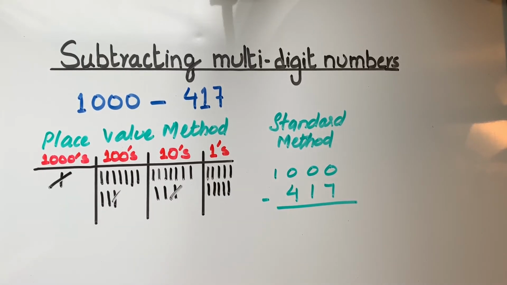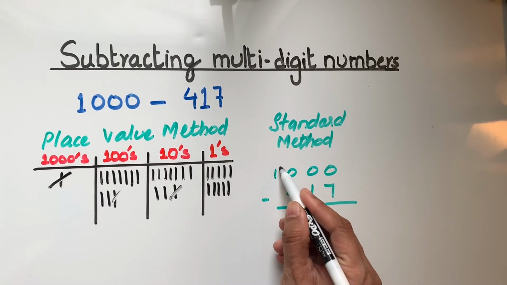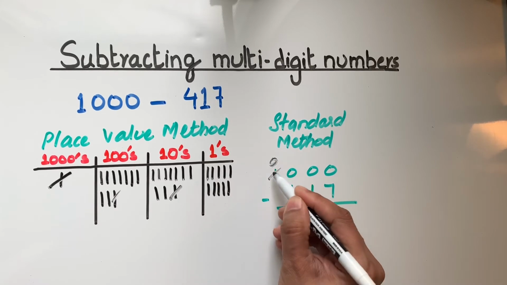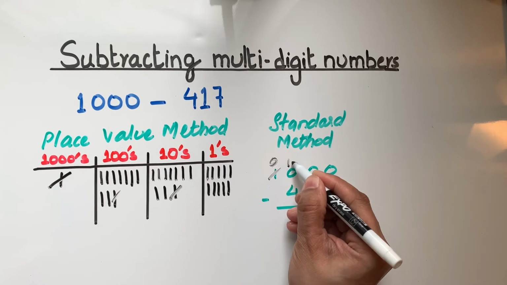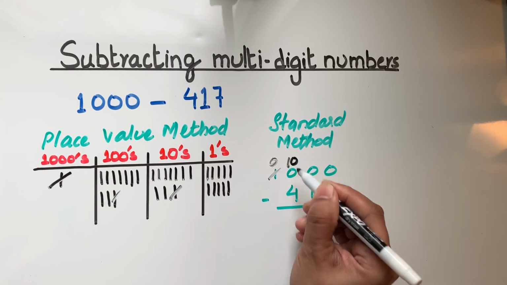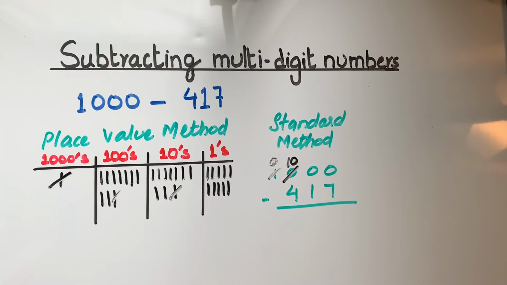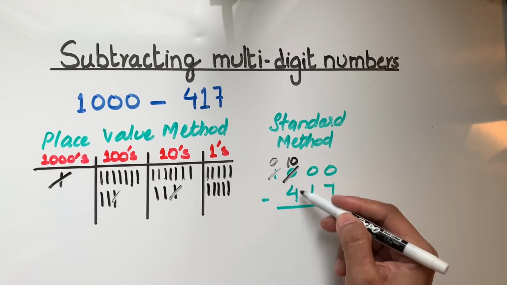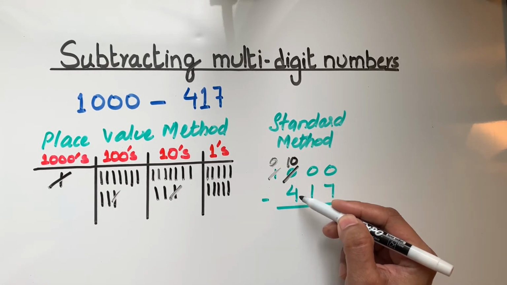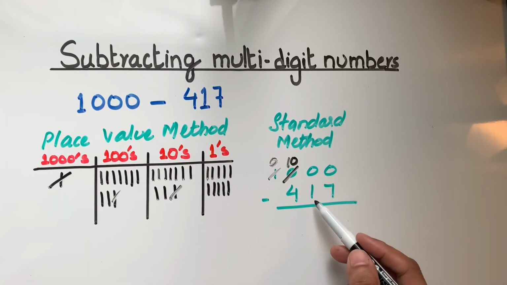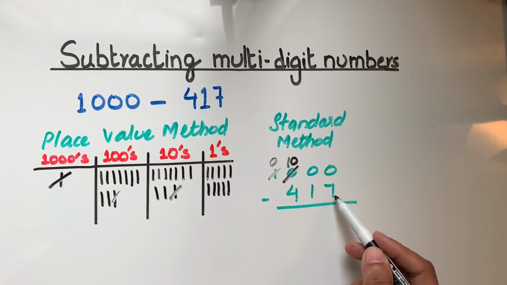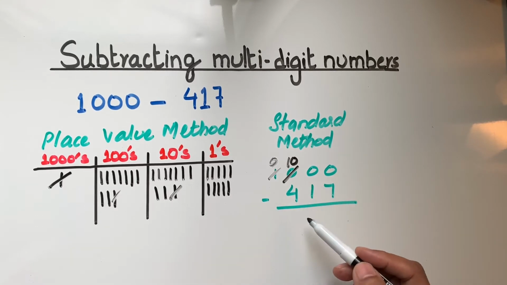This is called regrouping. Let's do the same regrouping in the standard method. We want to get rid of this 1000, so this will be 0, and we are going to give this 1000 to the hundreds. So 10 hundreds equal 1000. Now the problem of this place has been solved. Now we can easily subtract 4 from this number. What will we do with the tens and with the ones places? We'll do the same thing.